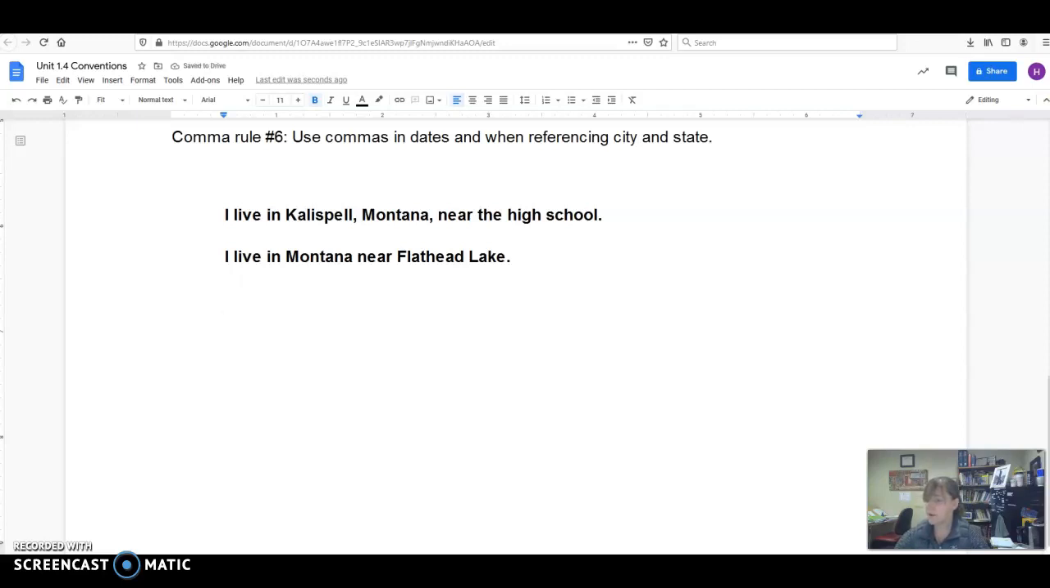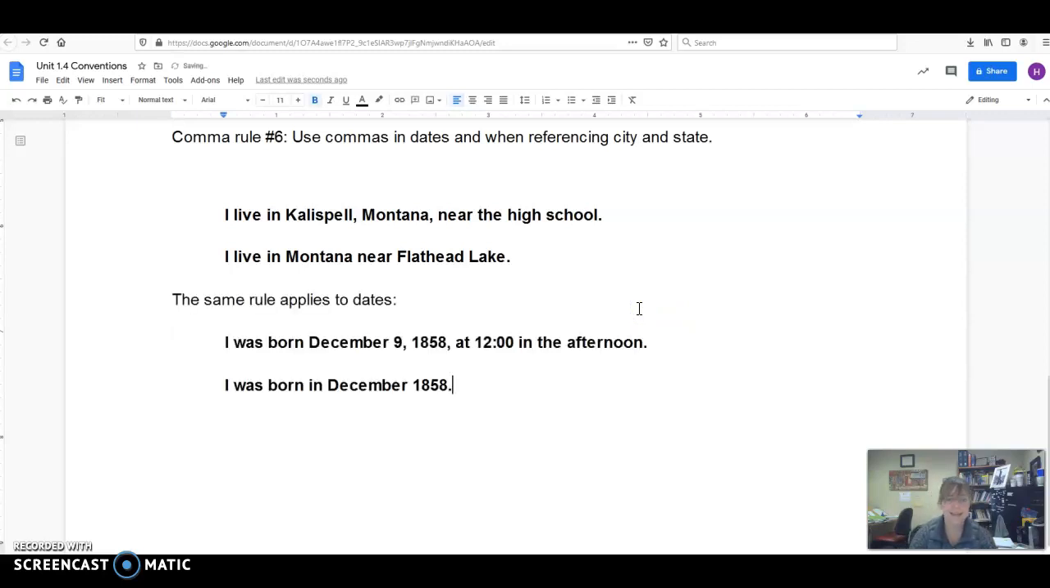Similarly, if we are talking about exact dates, okay? Exact dates. December 9th, 1858 at 12 o'clock in the afternoon. If you give a particular day of a particular year, you place a comma after the day and a comma after the year. If you are speaking generally, you give us a general month and year, there's no commas there.